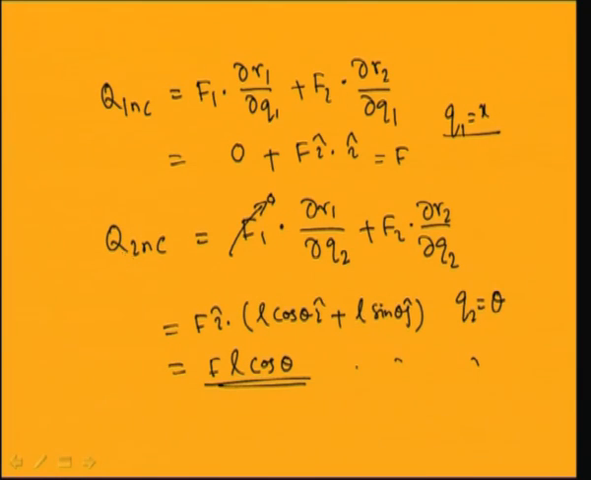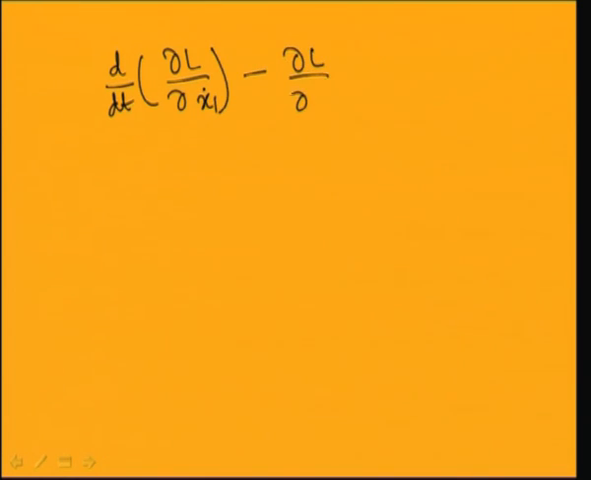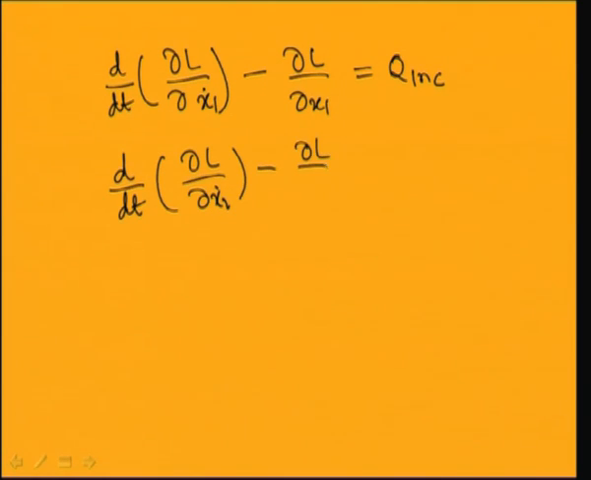So the second force, Q2 NC, is equal to FL cos theta, and the first one is equal to F. So you can write the equation of motion by using the Lagrange principle, that is d by dt of del L by del x1 dot minus del L by del x1 will be equal to your Q1 NC, and the second equation becomes d by dt of del L by del x2 dot minus del L by del x2 equal to Q2 NC.